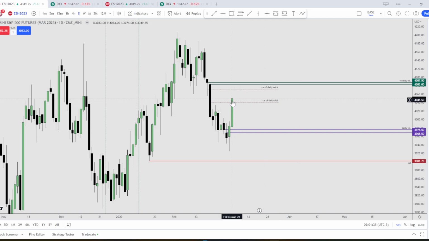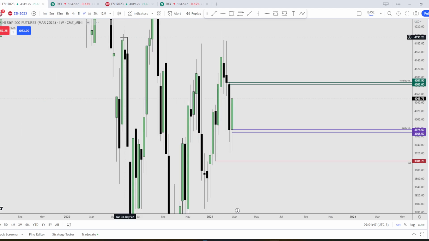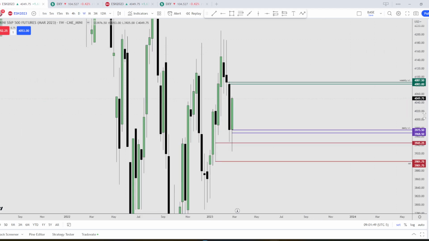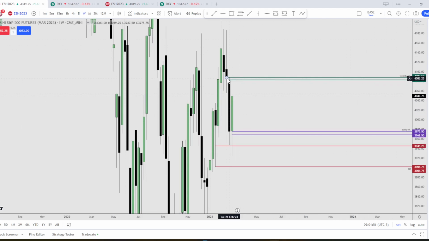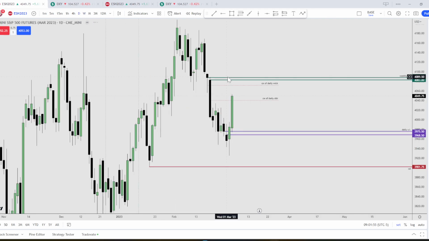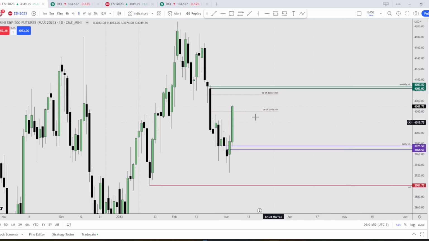Interestingly, price closed right back into this daily CB right here and even above the consequent encroachment of the daily CB on Friday. So heading back to the weekly chart, we do have this volume imbalance right here. I think next week there are two levels I'm interested in.